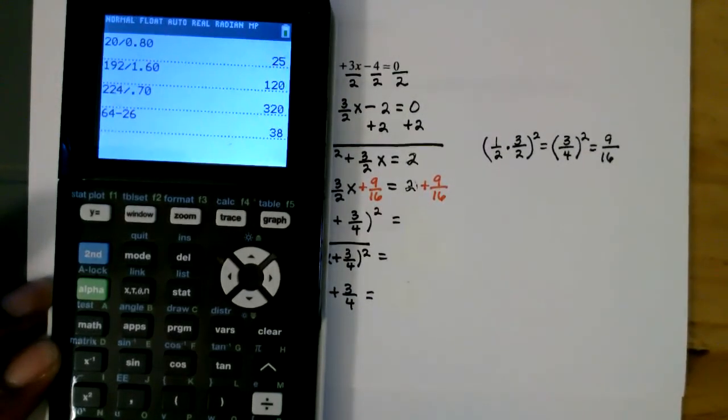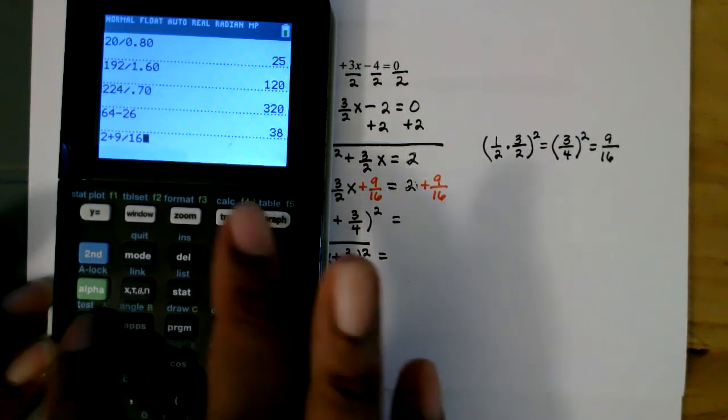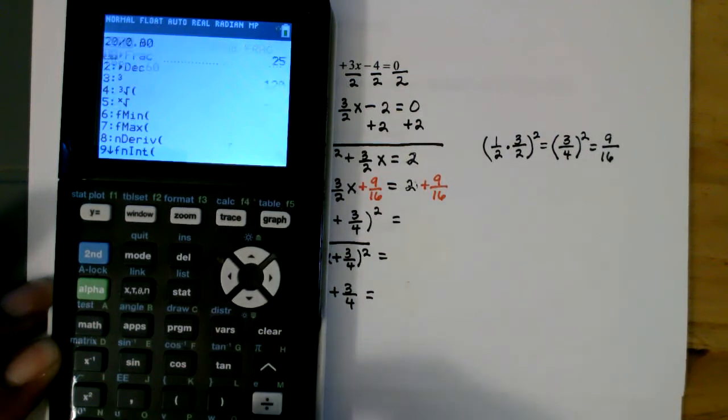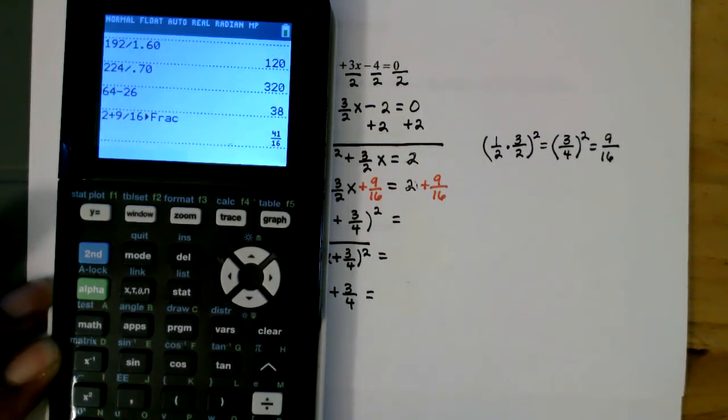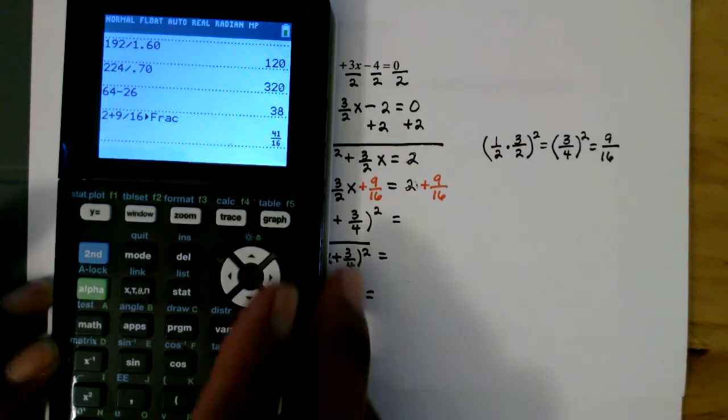And I'm going to show you how to do 2 plus 9/16 in your calculator. This will be 2 plus, and then 9 divided by 16. And then press your math key and select number 1 for fraction. This will be 41/16.